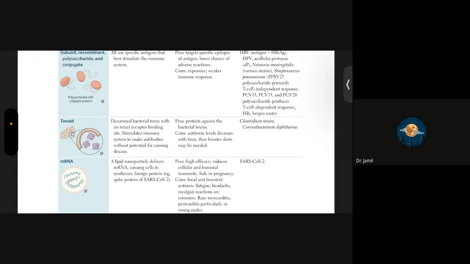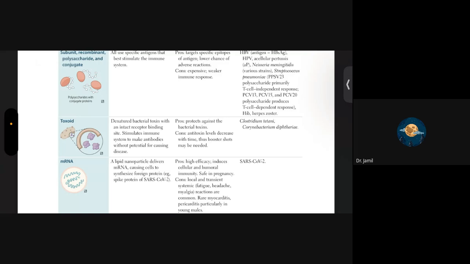So let's start with toxoid. What is your toxoid vaccine? So basically, the denatured bacterial toxins. Do you know what toxoids are? First of all, what are toxoids? These are toxins that have gone through some chemical or heat process so that they are no longer pathogenic, and they are called toxoids.